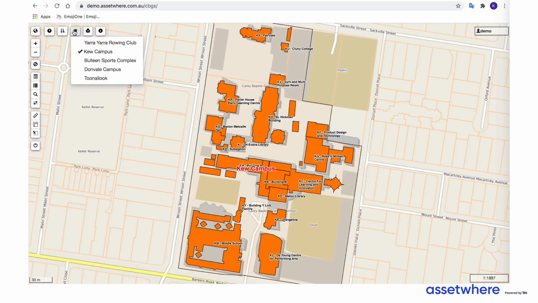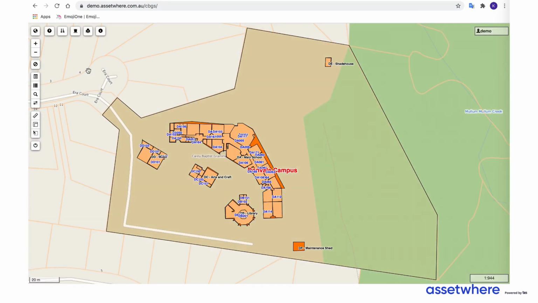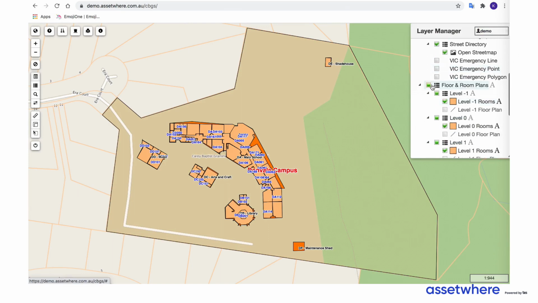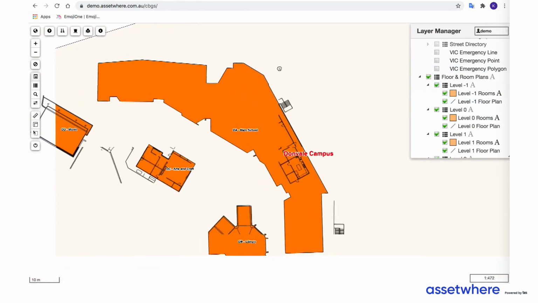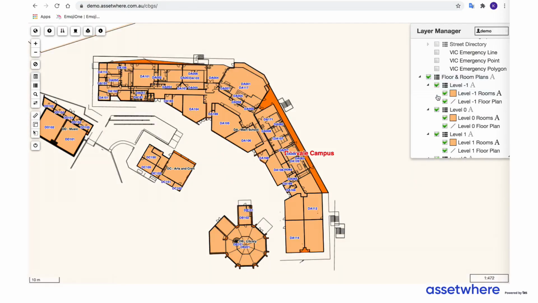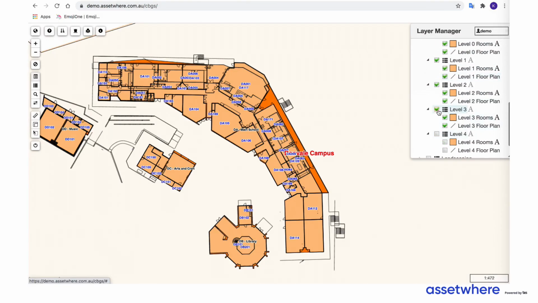Come up here to the campus site and I'm selecting the Donvale campus because I have some questions around some of the floor plans. So what this allows me to do is to easily access these floor plans, choose to turn some of these individual sections of the school off so that I can instantly find the key floor plan information, services and room information that I require.